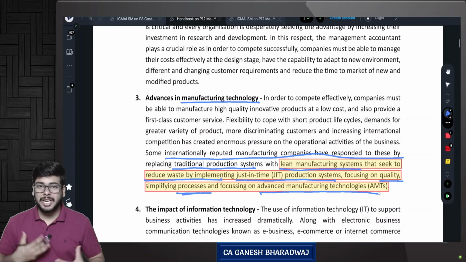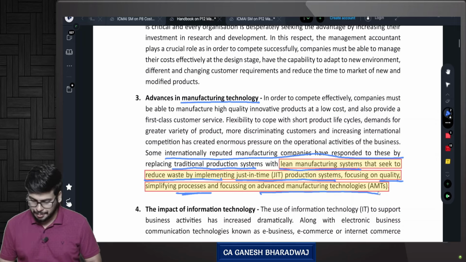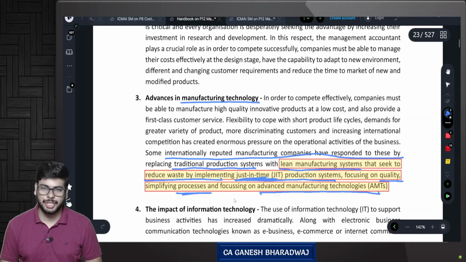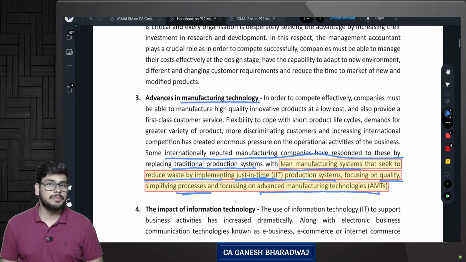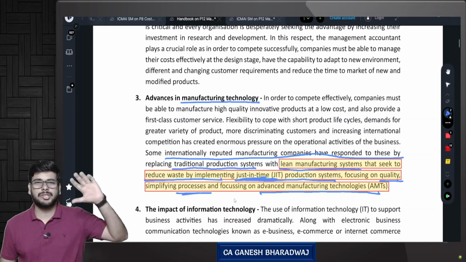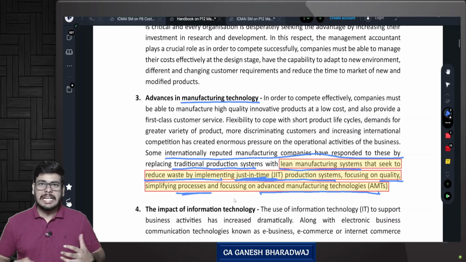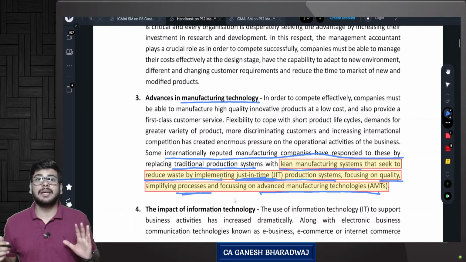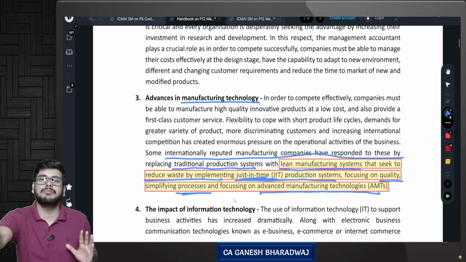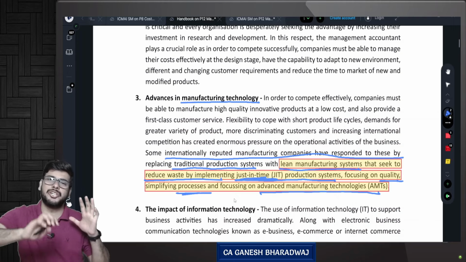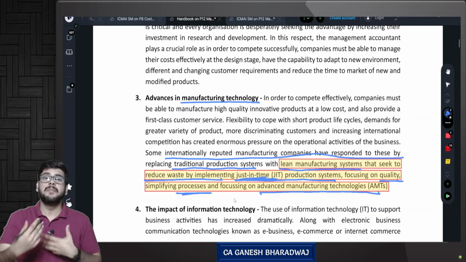There are new manufacturing systems that companies are adopting. There is something called JIT, J-I-T. What do you mean by JIT? Just-in-time. Now, generally, what companies used to do before the Industrial Revolution and all is, they would produce and store everything. They would first produce, and then whenever the demand came, they would sell. So they would produce, and then try to push it to the market, make people buy.